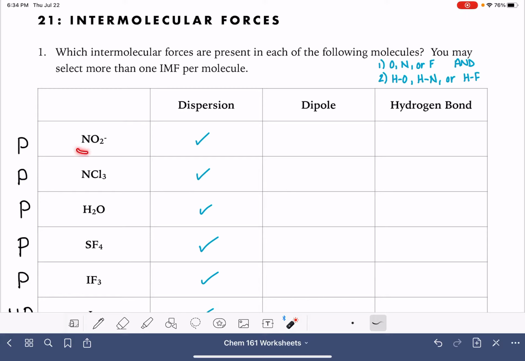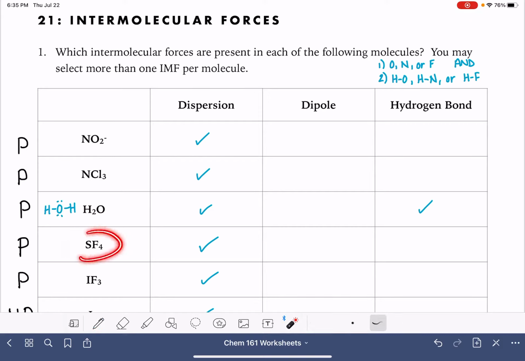So for example, with NO2-, there are no hydrogen atoms in this molecule at all, which means there's no way that it's meeting this rule number 2. There's no way it's hydrogen bonding. And the same with NCl3, because it doesn't even have any hydrogens, it can't hydrogen bond. H2O, because it has oxygen and because it has hydrogen, it might have hydrogen bonding. It might not. We need to look at the Lewis structure for H2O, and I can just draw it right here. We need to make sure that the hydrogen atoms are bonded to an oxygen, and they are in this case, so there is hydrogen bonding.